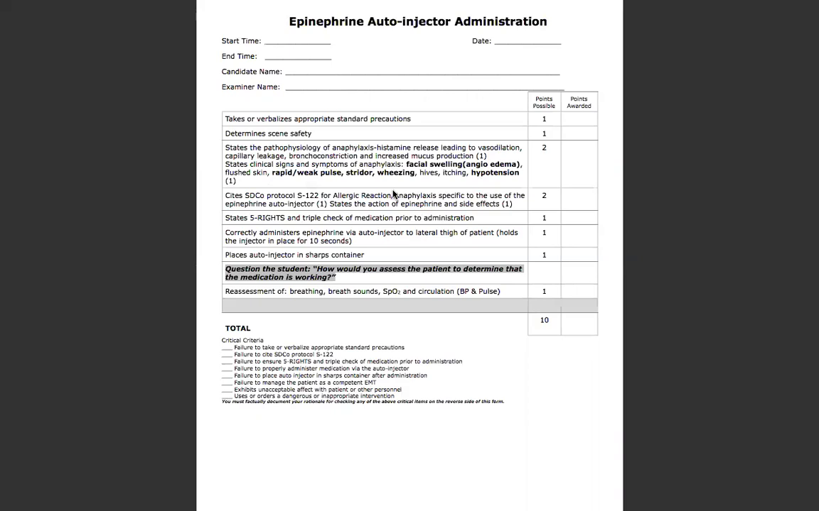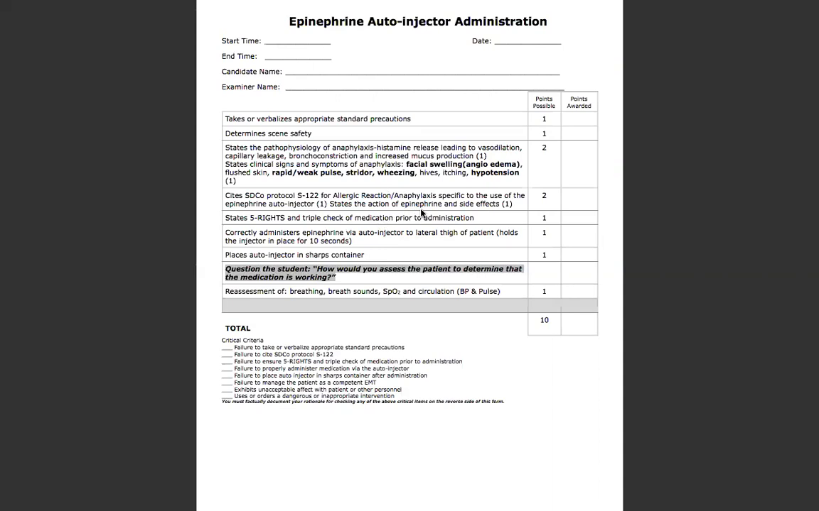Once you talk about that, and you have your medication selected, so obviously we're using epinephrine for these signs and symptoms, you're going to state the protocol S122 for allergic reaction anaphylaxis specific to the use of the epinephrine auto-injector. And that protocol states that if available and trained, you may administer one dose of 0.3 milligrams epinephrine via auto-injector intramuscularly one time. Any repeat orders requires base hospital contact.